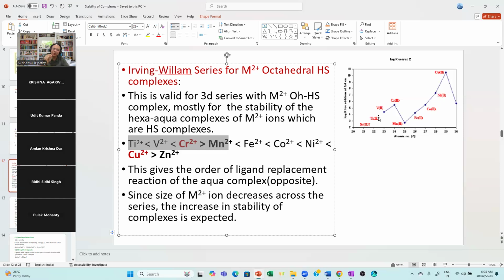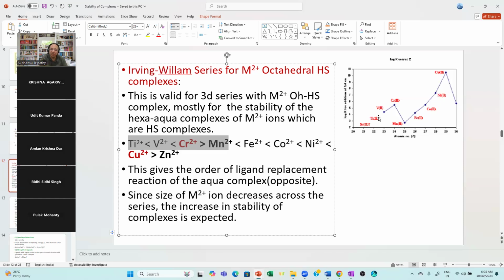So vanadium 2 plus would be at the top. Vanadium 2 plus is 4s2 3d3. So 4s2 will go, 3d3 will remain in V2 plus. So that should be at the top. But chromium 2 plus is at the top.